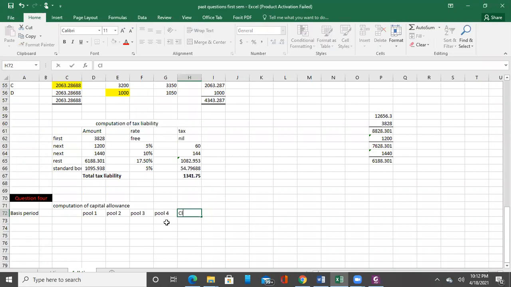So class 5A, then let me put here class 5B, and I put here total. So as when we are going and others pop up, I'll put them there.